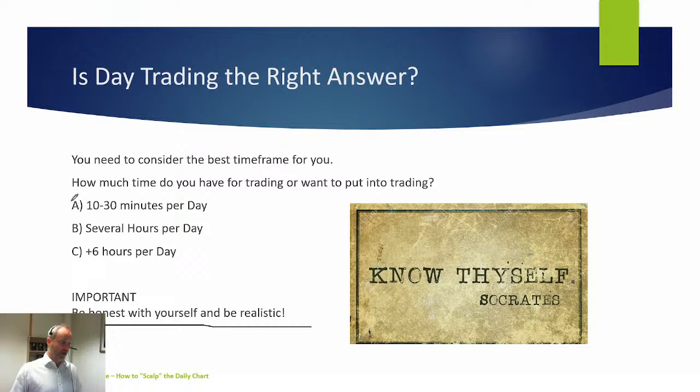Are you talking A, probably 10 to 30 minutes a day? I've got other stuff I want to do, right? Maybe it's a few hours a day. It's B, I'm all right, I've got a bit of time. Or is it C, I've got all day? I've got nothing else to do, I don't ever want to leave the house, I'm a bit of a hermit.